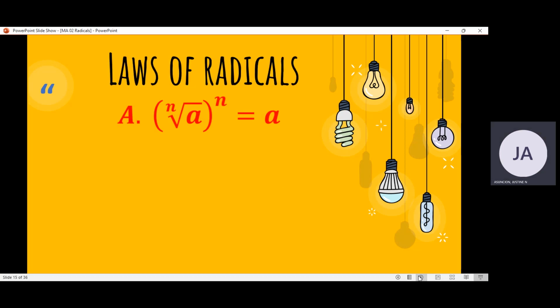Now, let's discuss the laws. Okay, the laws of radicals. So first off here, we use it previously in our illustration, in our definition of the radicals. So as you can see here, we have the quantity of the nth root of a raised to n is simply a. Okay, so as you can see here, if you have the exponent and your index as equal, therefore you have the answer, which is your radicand.